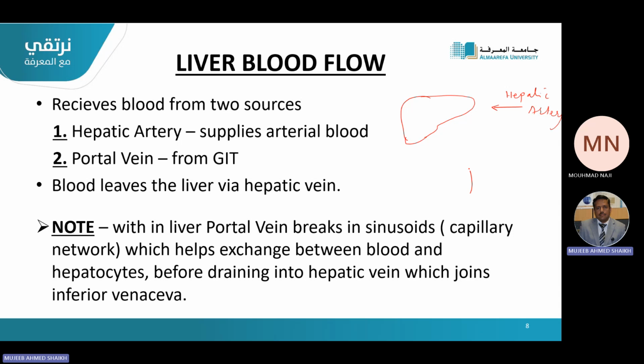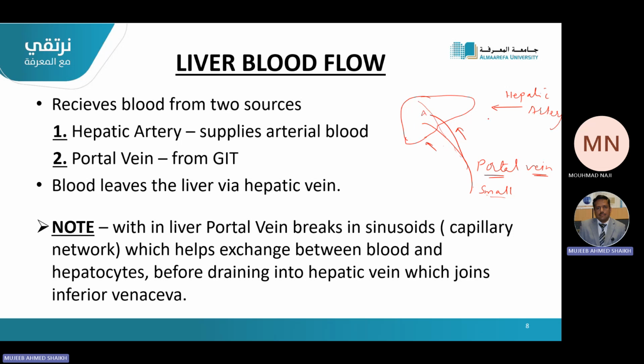Plus it also receives blood from the portal vein. Now, as the name suggests, it is a vein. It should carry the blood away from the organ, but here the portal vein is bringing the blood to the liver. It is coming from the small intestine. The food particles which are digested and absorbed into the blood in the small intestine enter the portal circulation, and it will carry the blood to the liver.